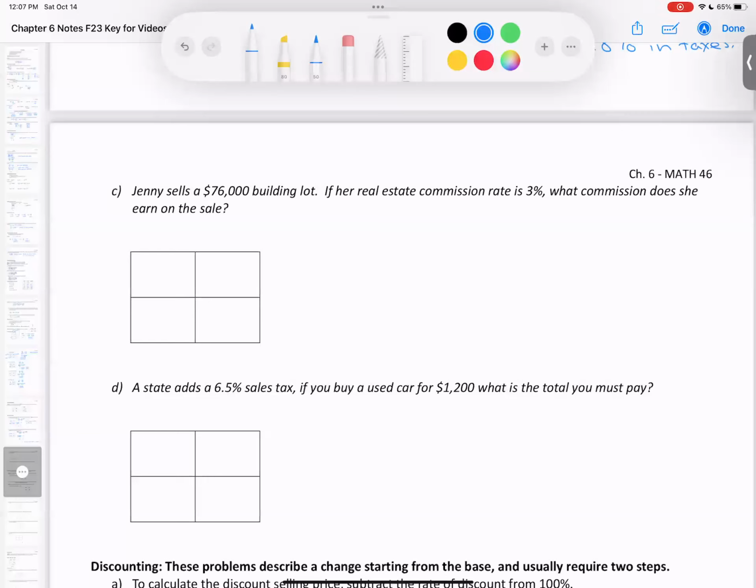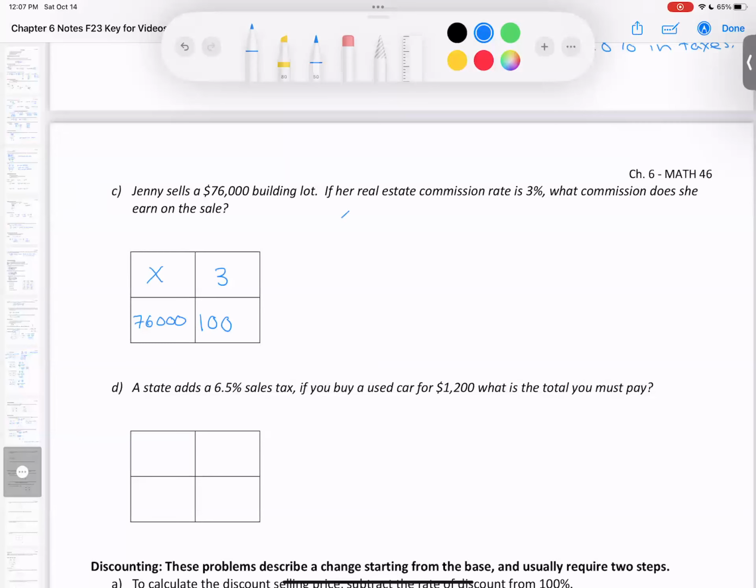So we've got a rate then of 3. So we're going to have a 3 on our top right. The 100 always goes down here. Now the 76,000, is that our amount or our base? So here we're looking for the commission she earns. That's going to be a percentage of the earnings from this building. So the 76,000 is like our total. She's going to earn 3% of that amount. So that becomes our X.